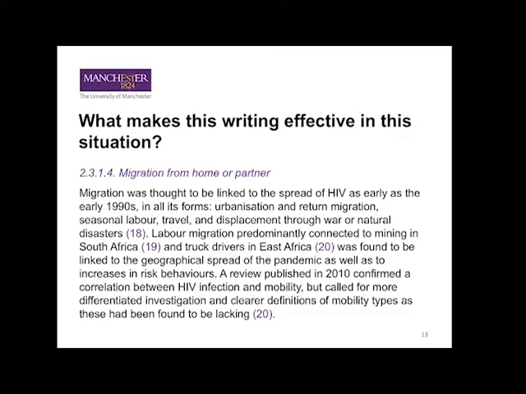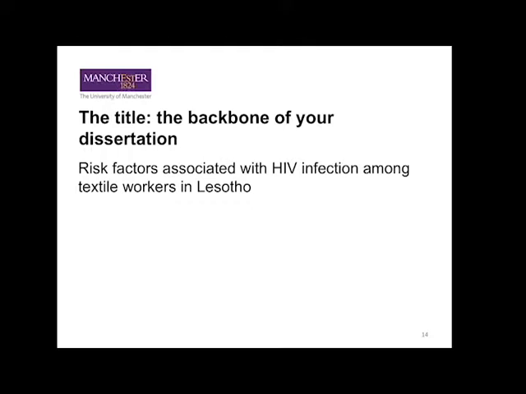And what might the scientific question be? Let's have a look at the title and see how this relates to the title of the dissertation. And here we can see a strong link. There are risk factors, there's association, there's HIV infection. Labour's back in here, okay, but very specifically textile workers, and we have a geographical reference.